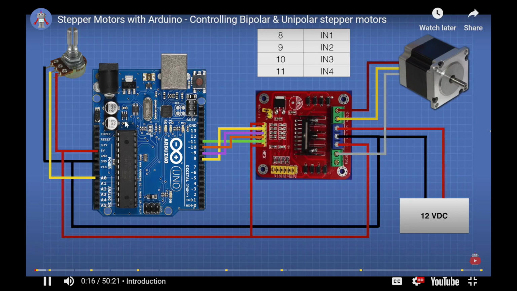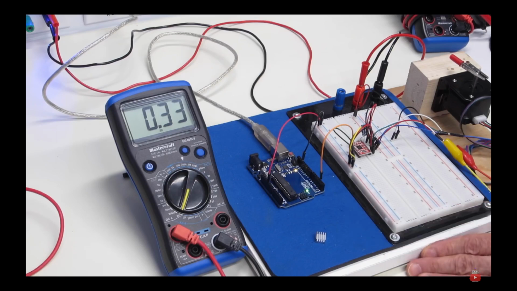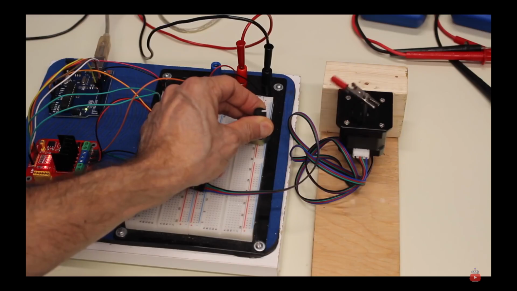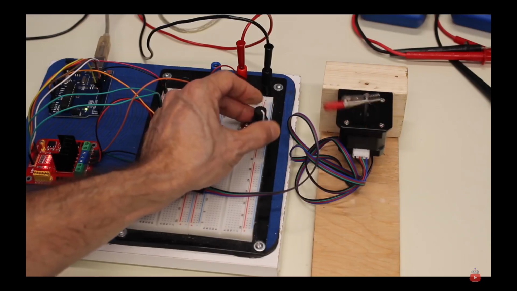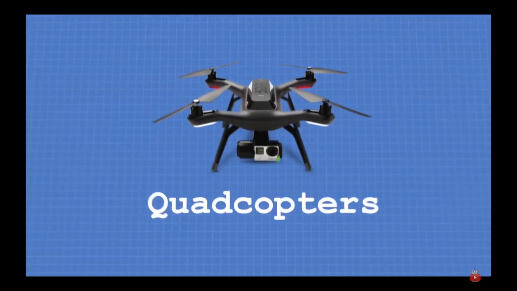And an A4988 module to control our stepper motors. It's a lot to cover, but don't worry, I'll take you through it one level at a time. So this is the potentiometer. We vary the resistance.